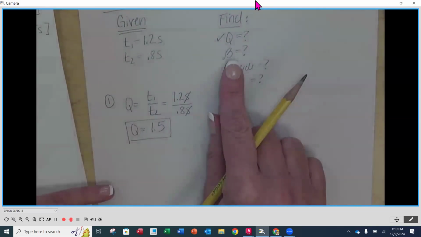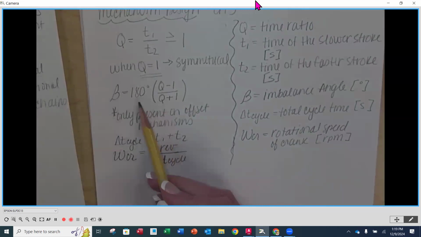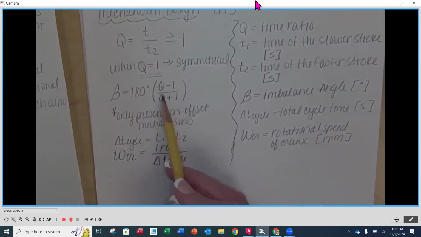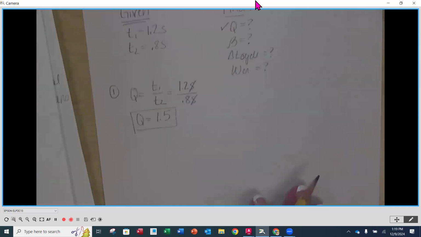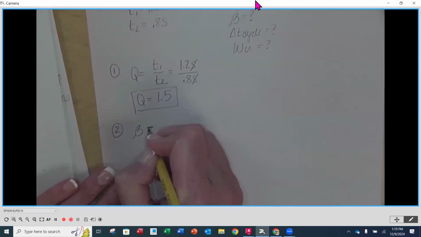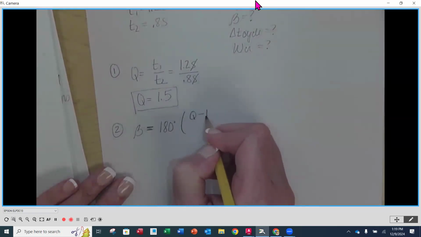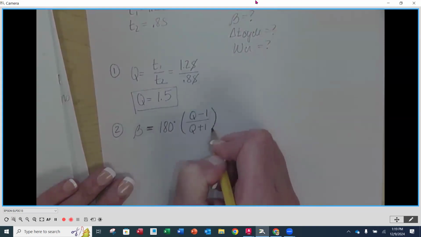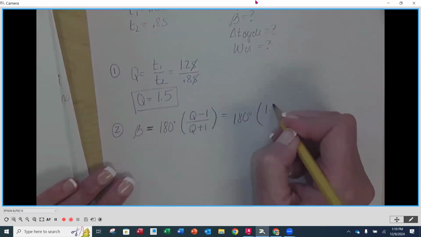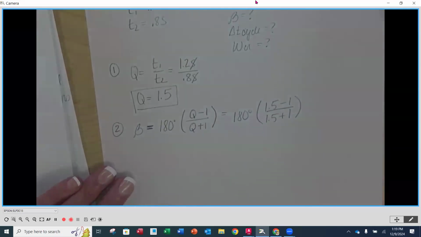The next one that we have is beta. Let's see if we can calculate beta. So if we look over on our equation sheet, beta is going to be equal to 180 degrees times our Q minus 1 divided by Q plus 1. So yes, we have the Q now, so we can use that to calculate beta. So step number 2 is going to be beta, or that imbalance angle. It's going to be equal to 180 degrees times Q minus 1 on top, Q plus 1 on the bottom. So that's going to equal 180 degrees times 1.5 minus 1 over 1.5 plus 1 on the bottom.